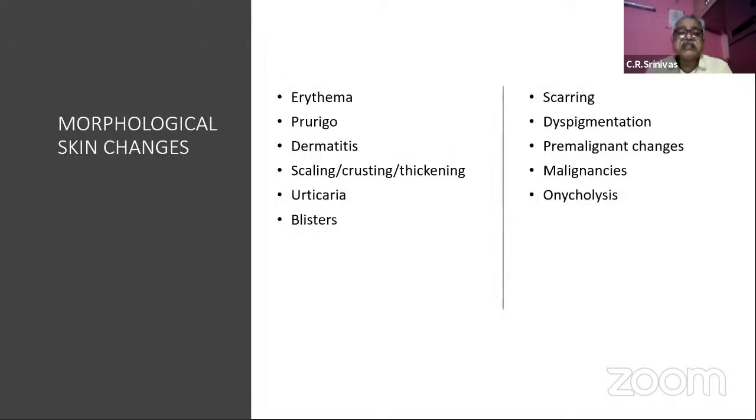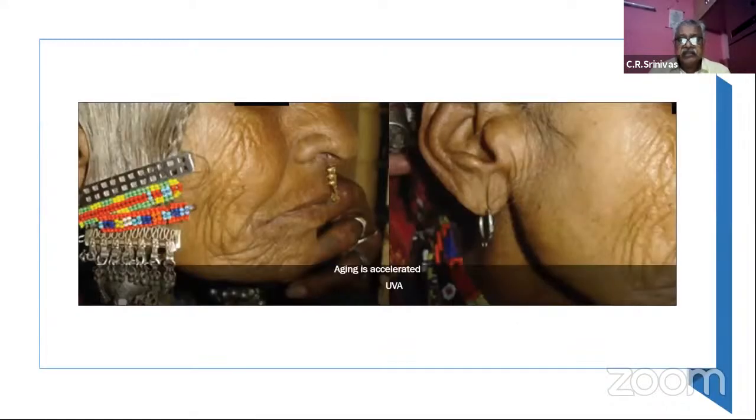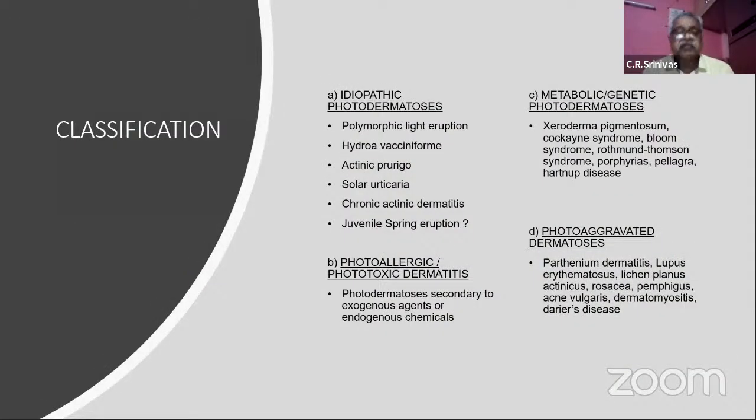Now, what are the skin lesions we get? We can get redness, we can get prurigo, we can get dermatitis, scaling, crusting, urticaria, all these sorts of changes. Some are immediate changes, some are late, and photosensitivity can also cause photoonycholysis. This is the one because of UVA, this lovely lady. She has got a hair and a lovely earring, which has been protecting one side of the face. So the proximal part of the face retains its youth, and UVA has played its game in the front part of the face. This photograph was possibly by Dr. Arun Inamdar.